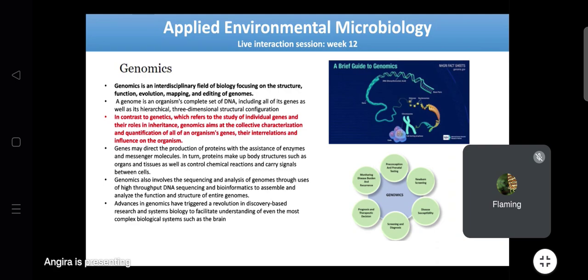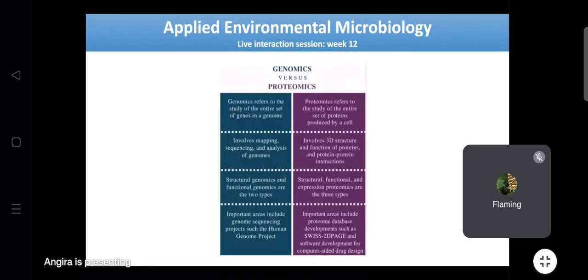Now, what is the primary difference between genomics and proteomics? So genomics basically refers to the study of the entire set of genes in a genome, whereas proteomics refers to the study of the entire set of proteins that is produced by the cell. And therefore, genomics involves mapping, sequencing, and analysis of the genomes, whereas proteomics involves the 3D structure, function of the proteins, and protein-protein interaction. For genomics, there are structural genomics and functional genomics, which are the two types. And for proteomics, there are structural, functional, and expressional proteomics, which correspond to the three types of proteomics.